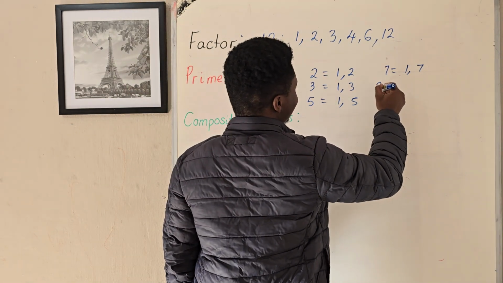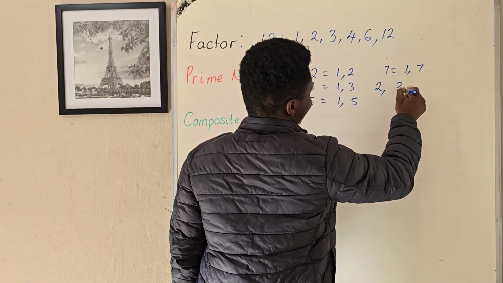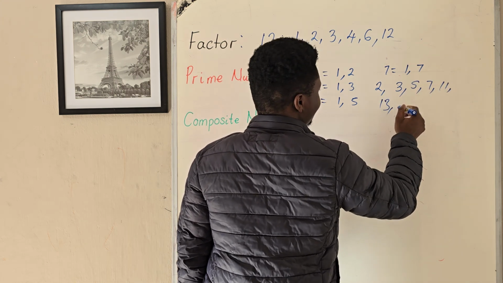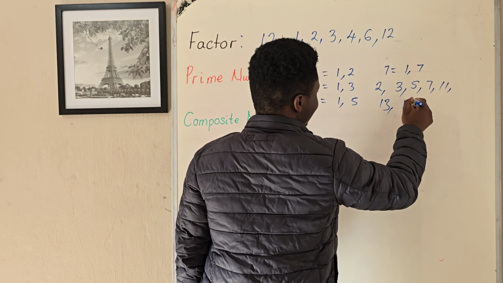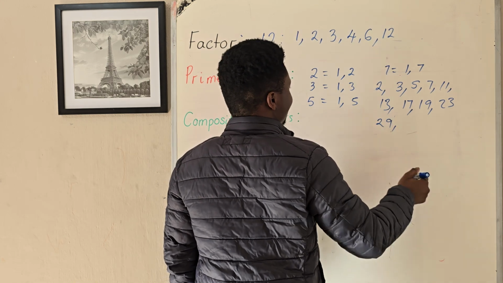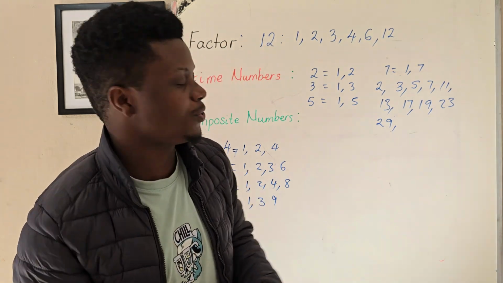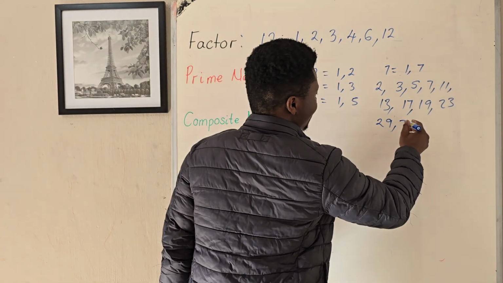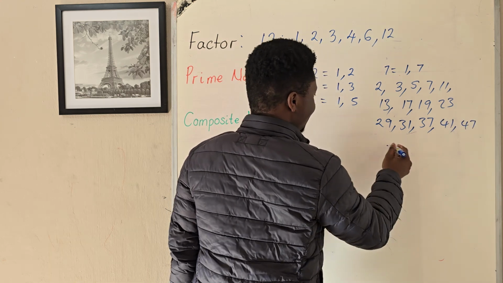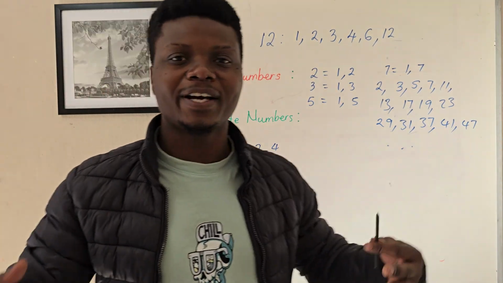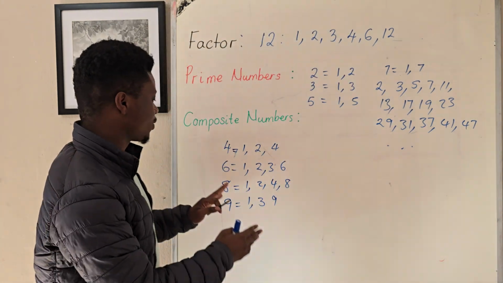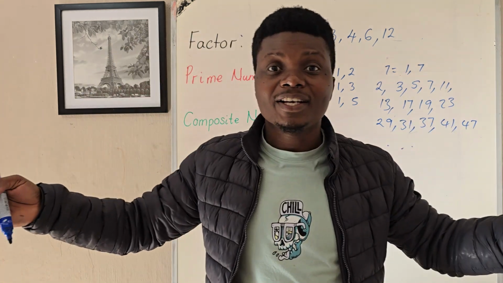I'm going to list a few of them: 2, 3, 5, 7, 11, 13, 17, 19, 23, 29. You list the rest, okay, until you reach 100. Or I could continue with 31, 37, 41, 47. Then list the rest for yourself until you find all the prime numbers, the numbers that have only 2 factors, 1 and itself. Then the composite numbers are numbers that have more than 2 factors.